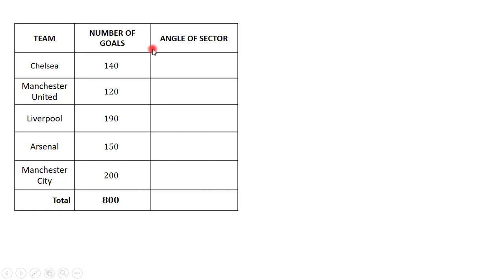We will now have to calculate the angle of sector for each of the teams. We have learnt that the angle of sector for an item is equal to the value assigned to that item divided by the sum of all the values assigned to the items times 360 degrees. So the angle of sector for Chelsea will be equal to the number of goals scored by Chelsea, which is 140, divided by the total number of goals, which is 800, times 360 degrees, and this will give us 63 degrees.